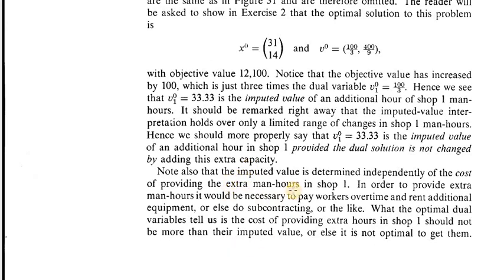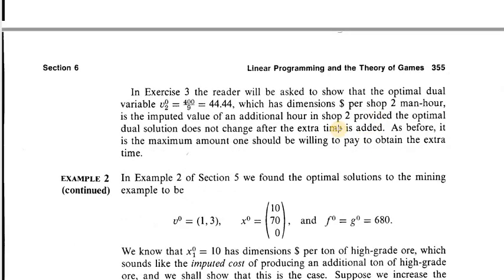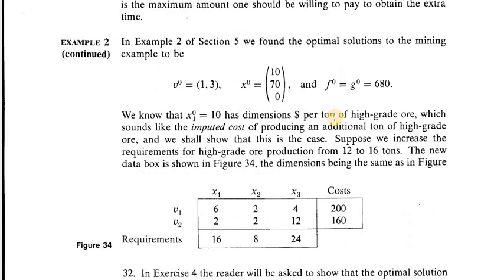So what he's saying in this paragraph is pretty much what I said, that basically how much would you pay someone for overtime? Well, in this case, you wouldn't pay a shop worker in shop 1 more than $33 for overtime, or you'd be losing money. Okay, and the same thing for here.